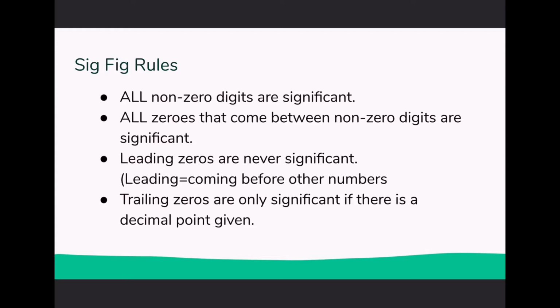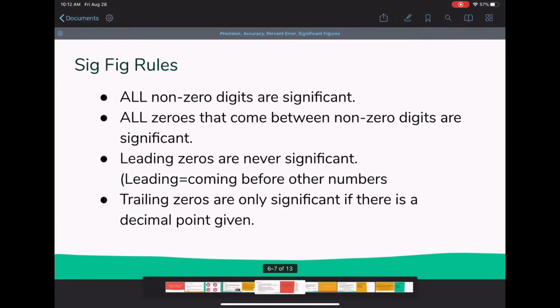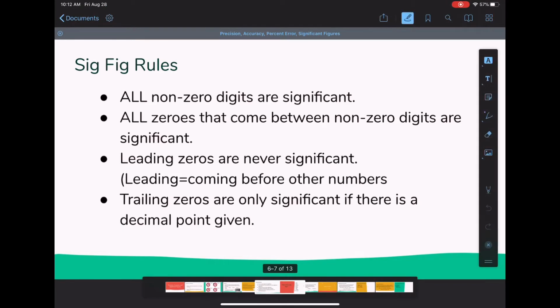All right, so we're going to talk about the rules for counting significant figures. So the first rule is that anything that is not a zero is going to be considered significant. This means that if it's any number 1 through 9, it counts as a measured digit, therefore it is a significant figure. So that's the first rule.